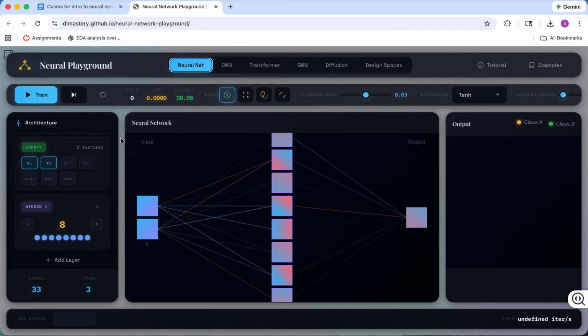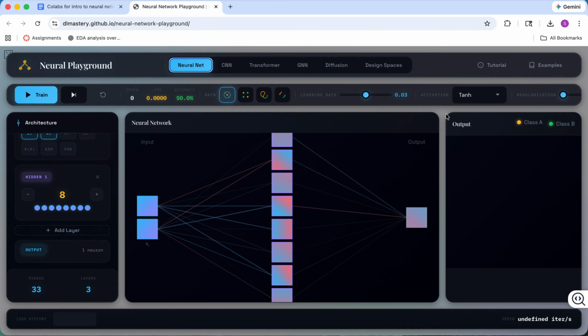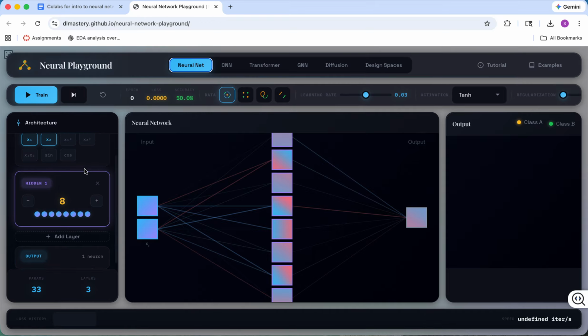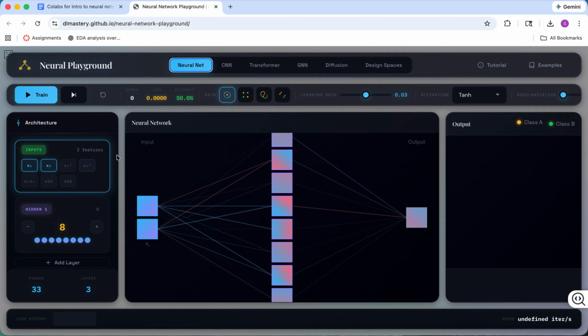Starting with the neural net section, this part focuses on the basics of neural networks. Here we can see how a simple neural network is organized with input features, hidden layers, and an output layer. This section helps us understand how a model learns patterns from data. The useful thing here is the website makes the structure very visual. So instead of imagining the layers, we can actually see them.